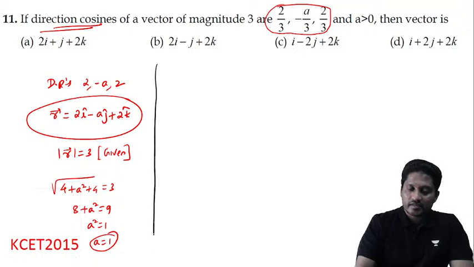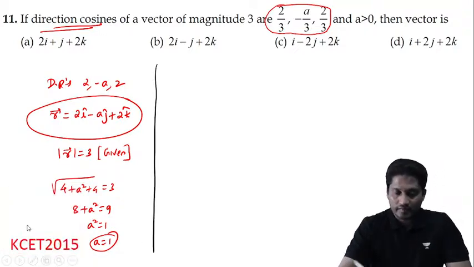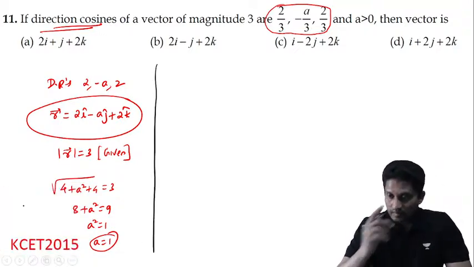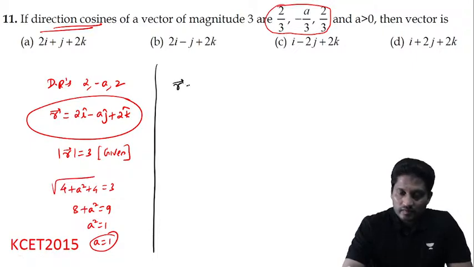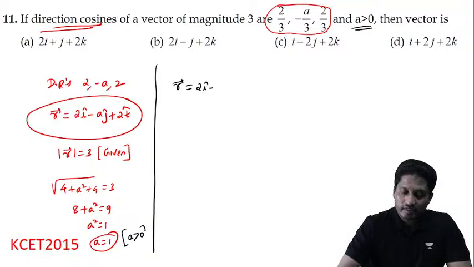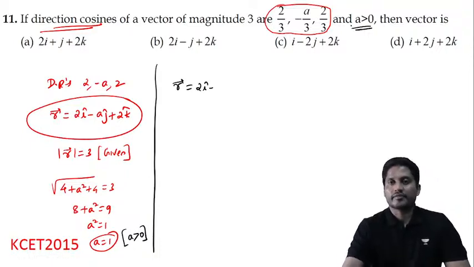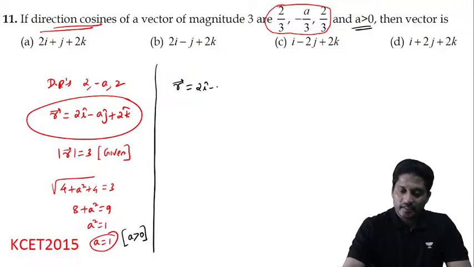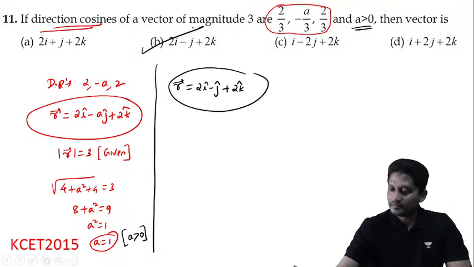If I substitute here, vector r is equal to 2i minus j plus 2k. You can't take plus minus here. Note that it's given in the question that a should be positive. A square is 1, a is equal to 1 only, because according to the question, a should be positive. Vector r is equal to 2i minus j plus 2k. Right, answer is option B. Let's move to the next question.